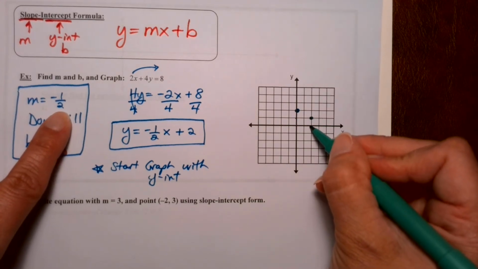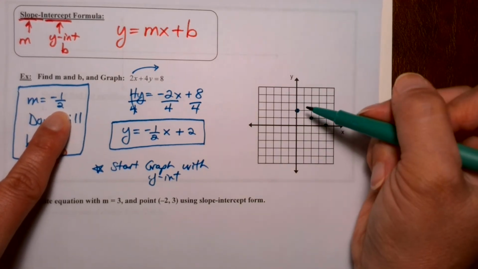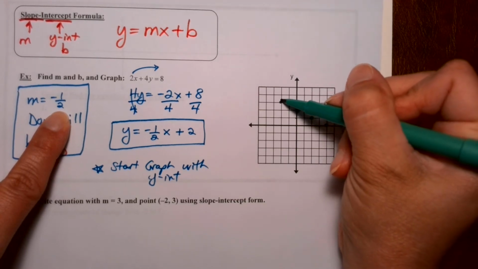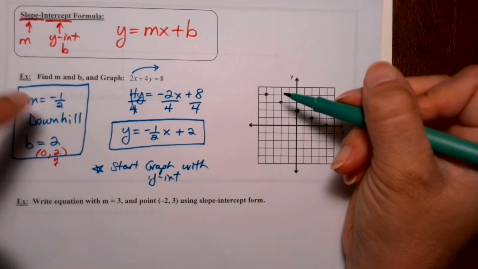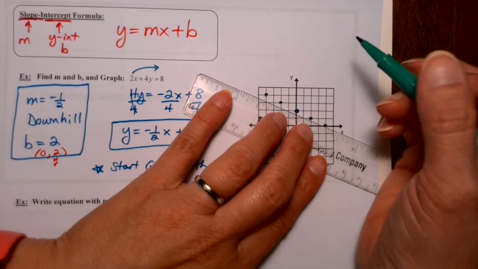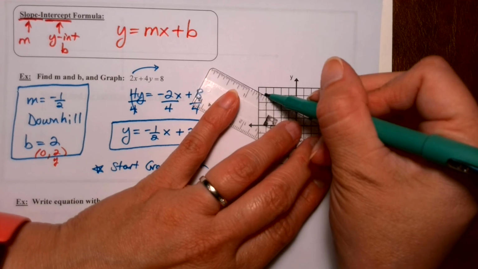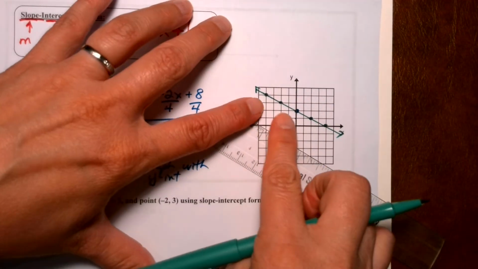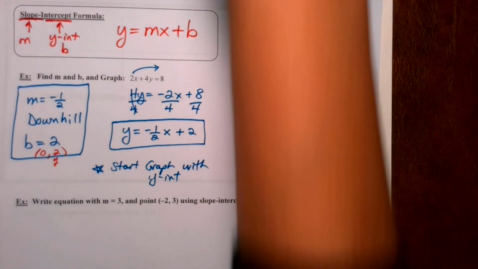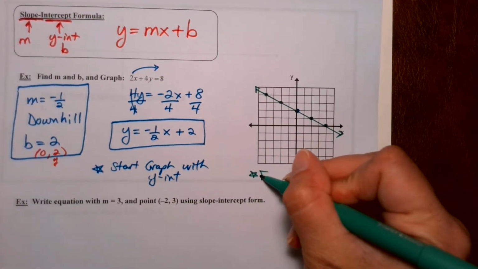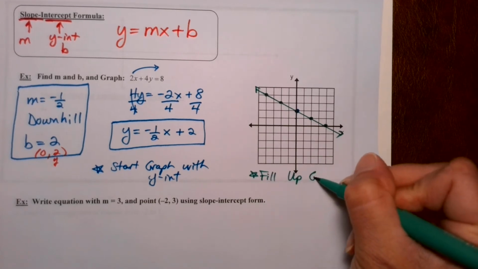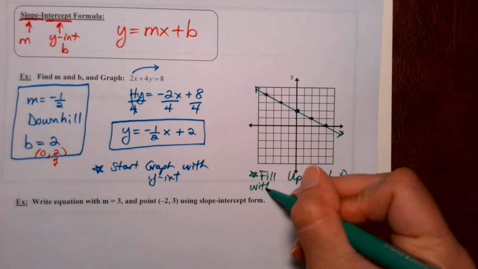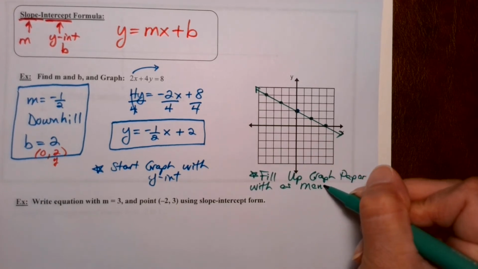Down 1, right 2. The other way would be up 1, left 2. Then you get out your ruler, and this line is definitely looking downhill. I want you to draw as many points as you can fit on the graph paper. Fill up the graph paper with as many points as you can.